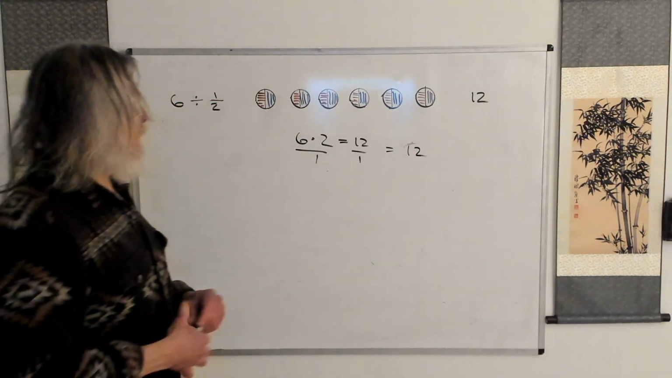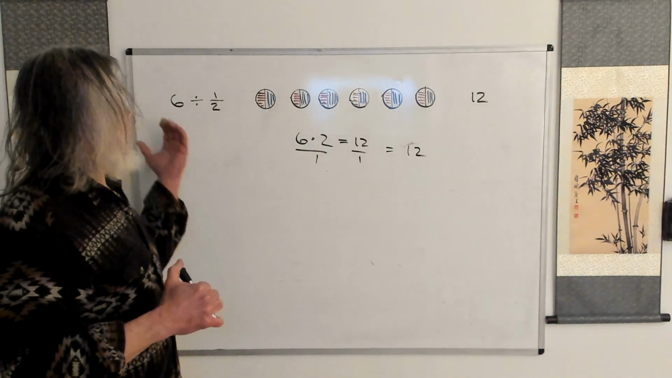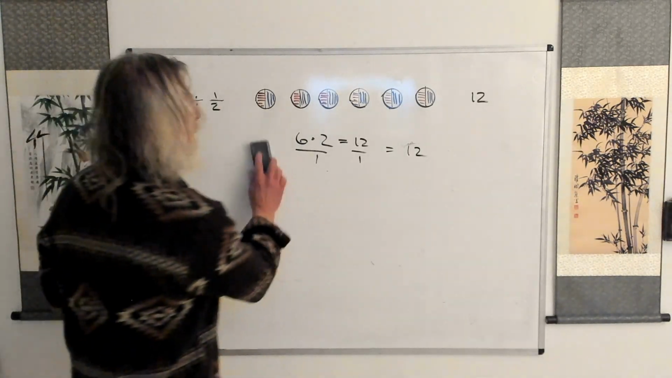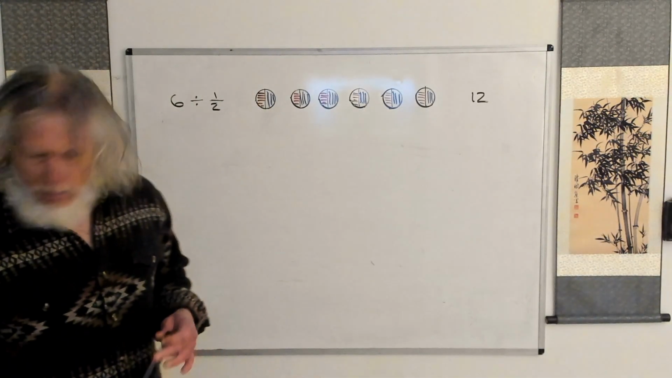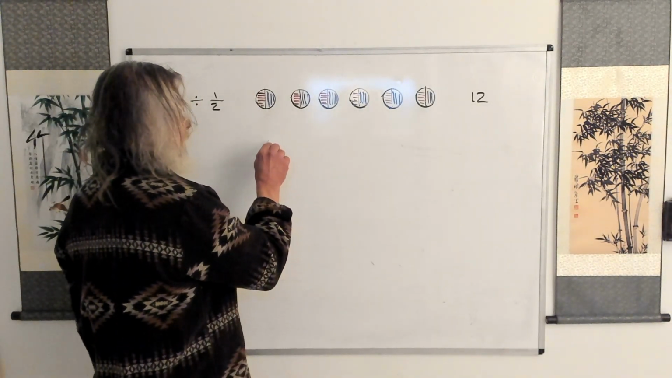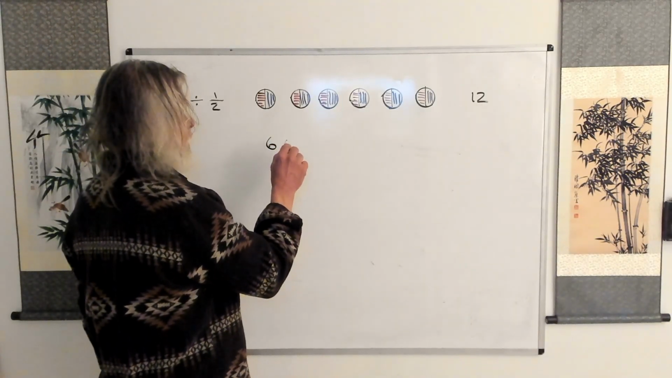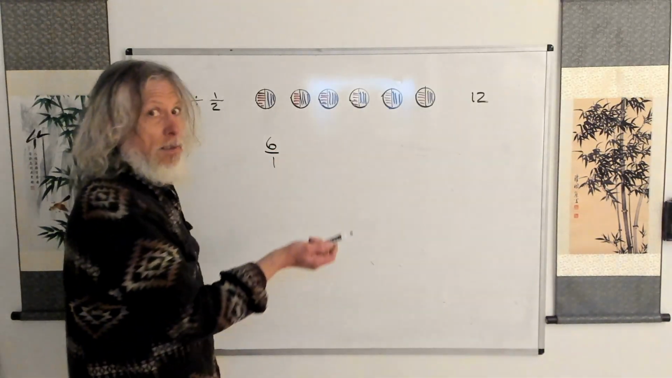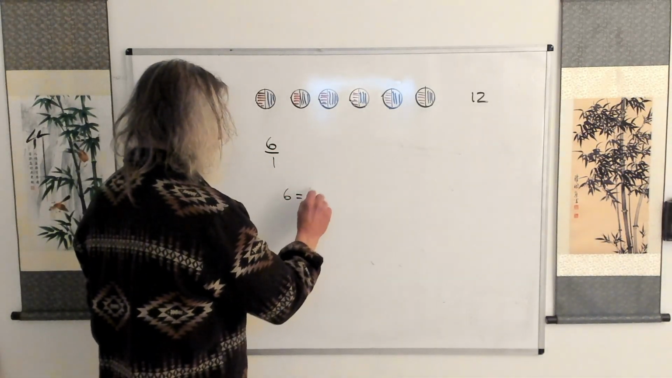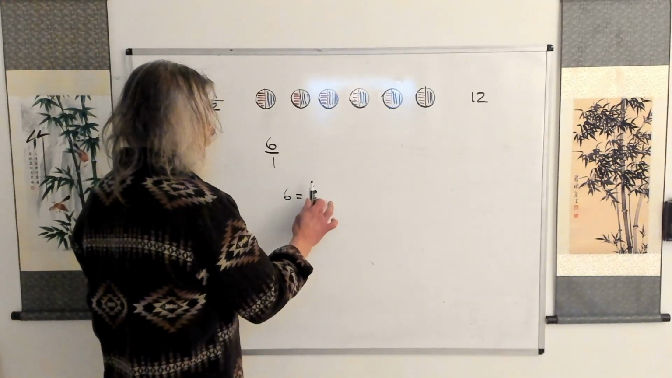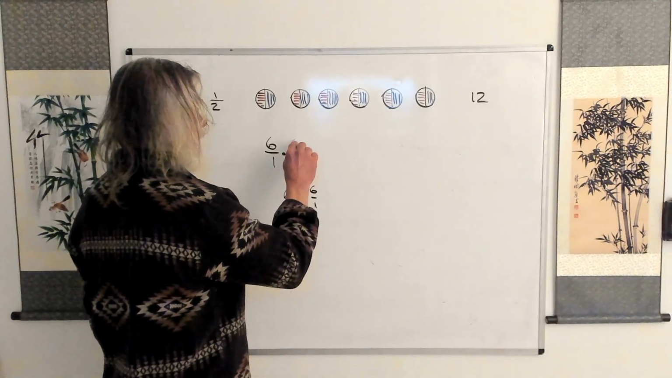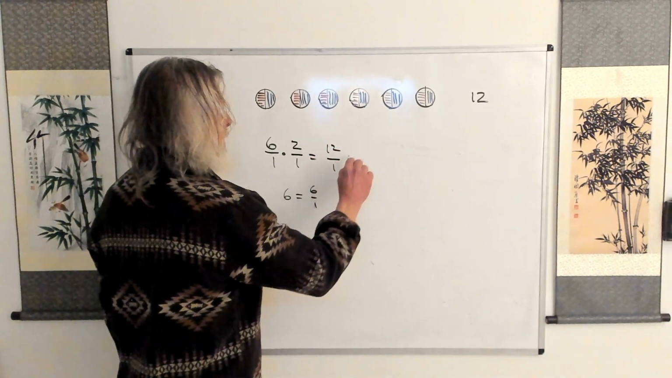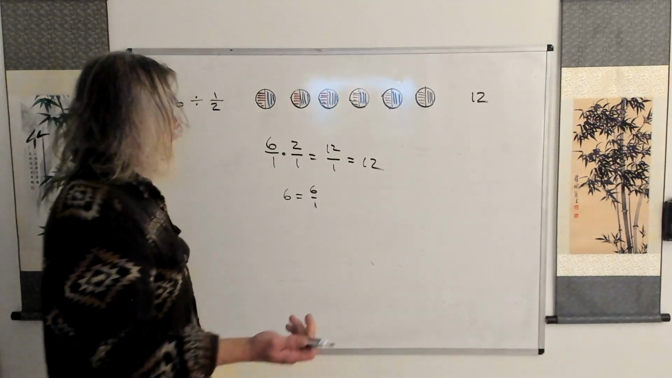So there you see, it's like you flip and multiply. If we look at that, if we do 6 over 1, because 6 and 6 over 1 are the same thing, and we multiply that by 2 over 1, we get 12 over 1, which is just 12, as it should be.